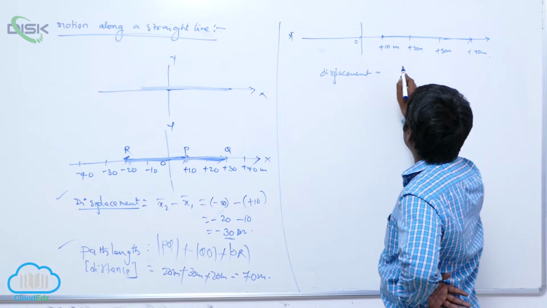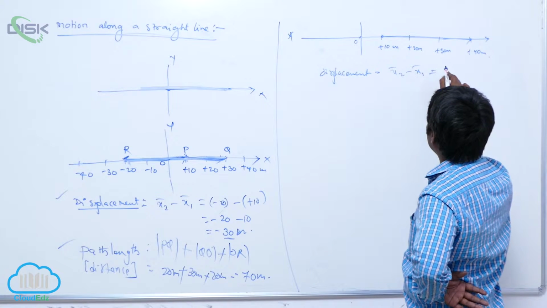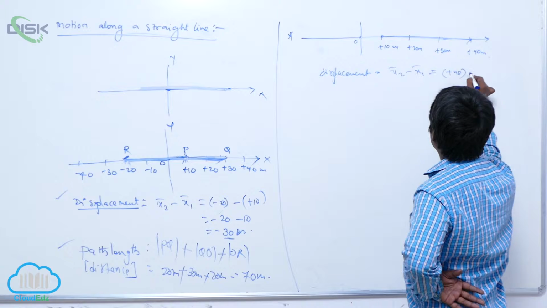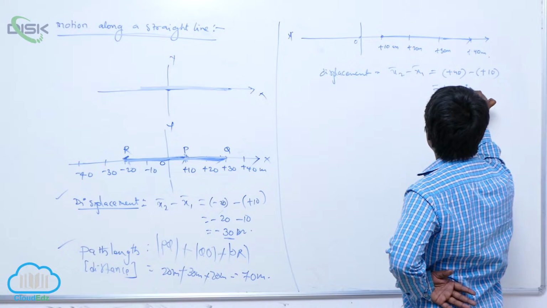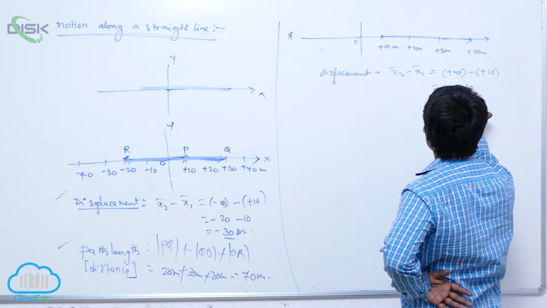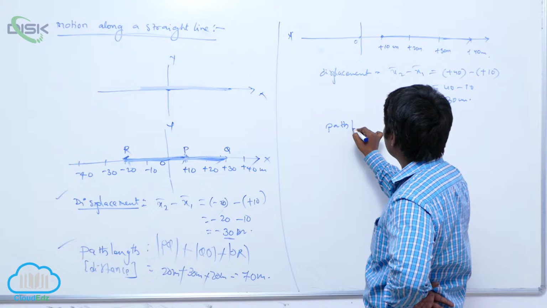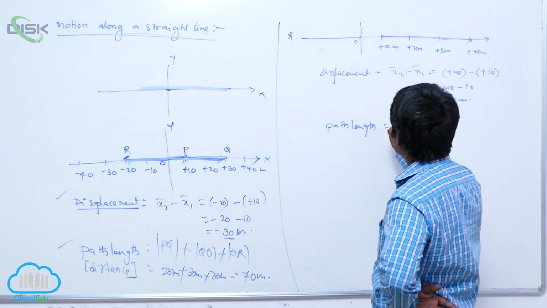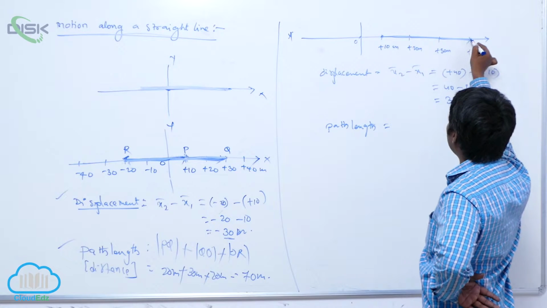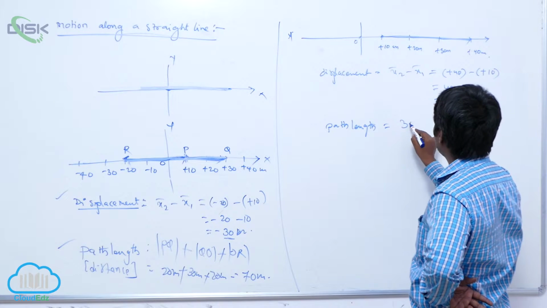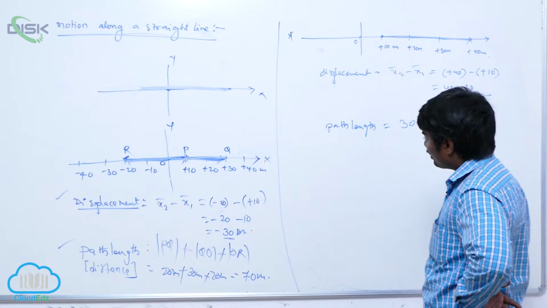Displacement is equal to final position minus initial position, x2 minus x1, that is plus 40 minus plus 10, that is equal to what you get? 40 minus 10, that is equal to 30 meters. What is the path length followed? Length of the path followed by the object from here to here 10, 10, 10. So total 30 meters. Here I got displacement magnitude is same as distance magnitude.